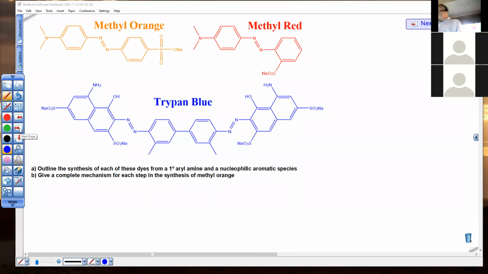And here are 3 diazonium dyes. Methyl red, the one we just learned how to make, is right here. Methyl orange, what's the difference between the two? Well, it looks like the same dimethyl aniline was used to make both. And we're going to outline that in our synthesis. But this one has a parasulfonate group.